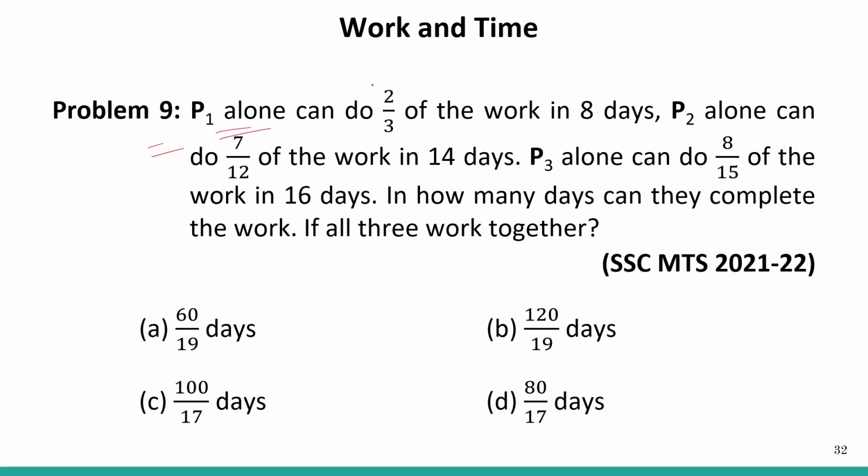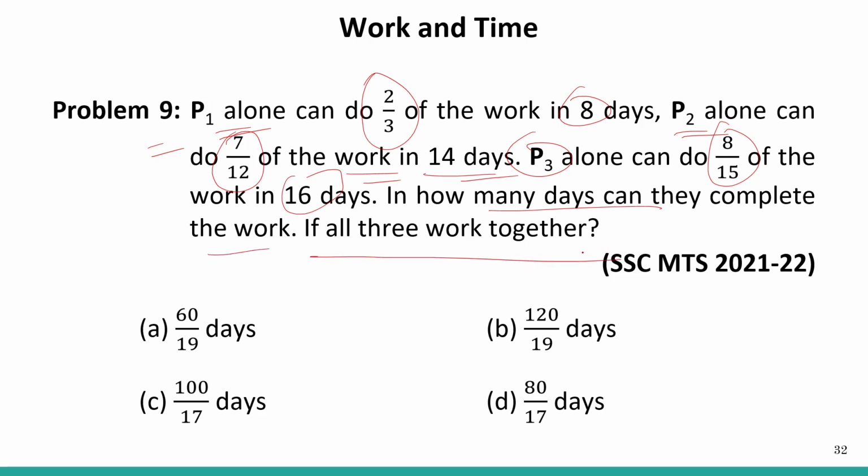If P1 alone can do 2 by 3rd of the work in 8 days, P2 alone can do 7 by 12 of that work in 14 days, and P3 alone can do 8 by 15 of that work in 16 days, in how many days can they complete the work if all three work together? Again, we'll evaluate the combined work rate and then take its reciprocal to find the number of days they need to complete the work together.